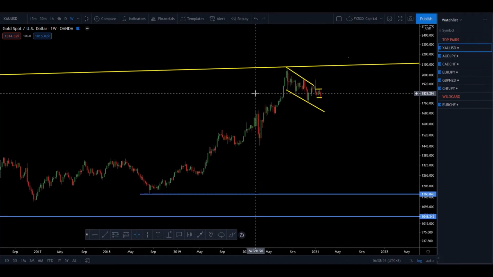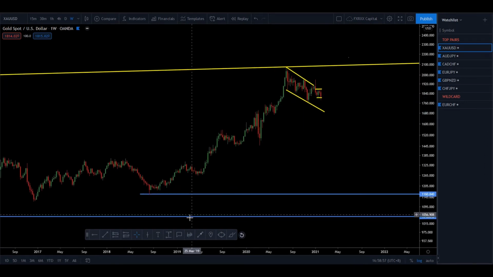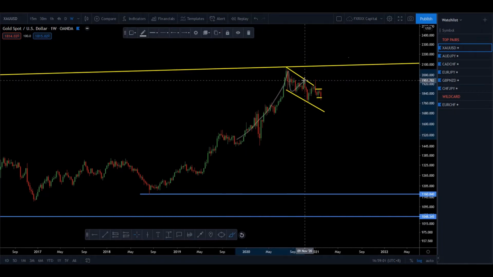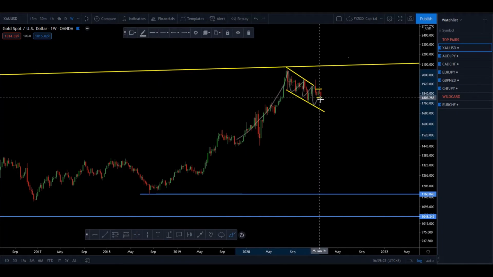You can see Gold USD, another week's price still in the correction phase. We understand the price impulsed to the upside, created a mid correction as a descending channel, and we expect price to move to the upside again.